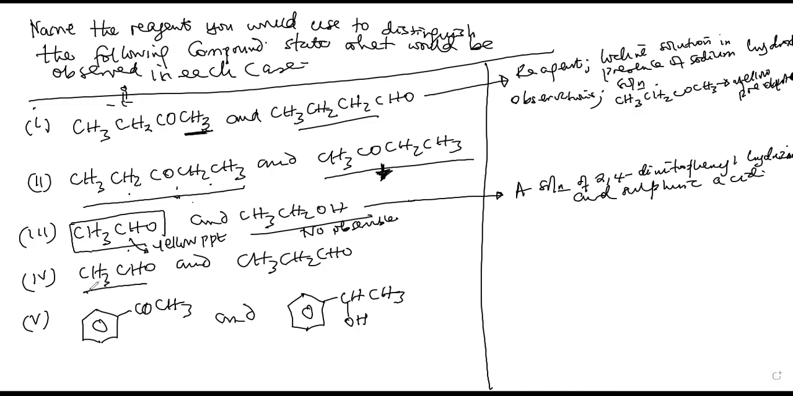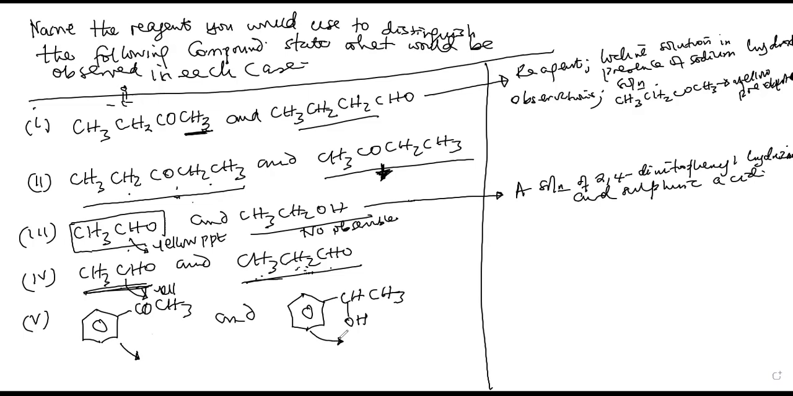Then even when you look at CH3CH2CHO, all these are aldehydes, but this aldehyde has a methyl attached to the carbonyl carbon, while this one does not. Meaning that this one will show a positive test with iodoform, but the reagent is iodine solution in presence of sodium hydroxide solution. Observation, yellow precipitate, no observable change. They are both aldehydes, but this one has a methyl attached to the carbonyl carbon, which is not the same here.